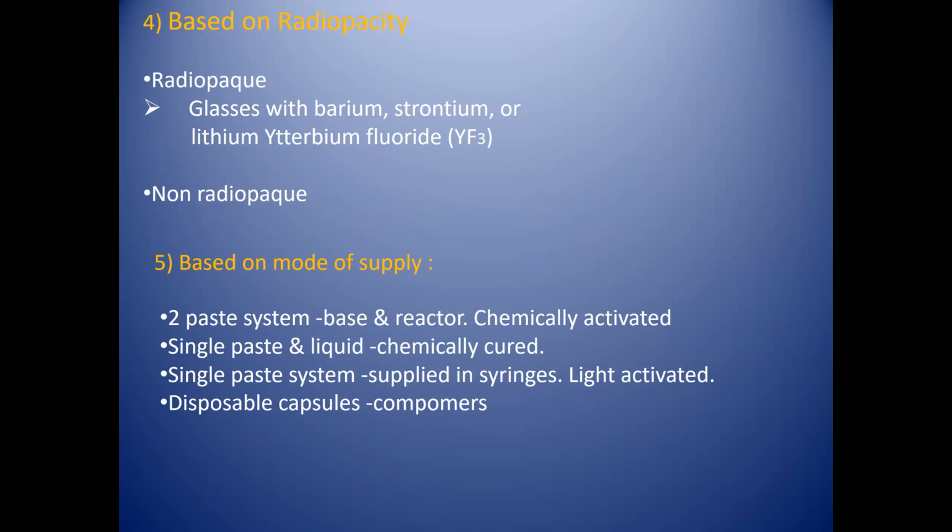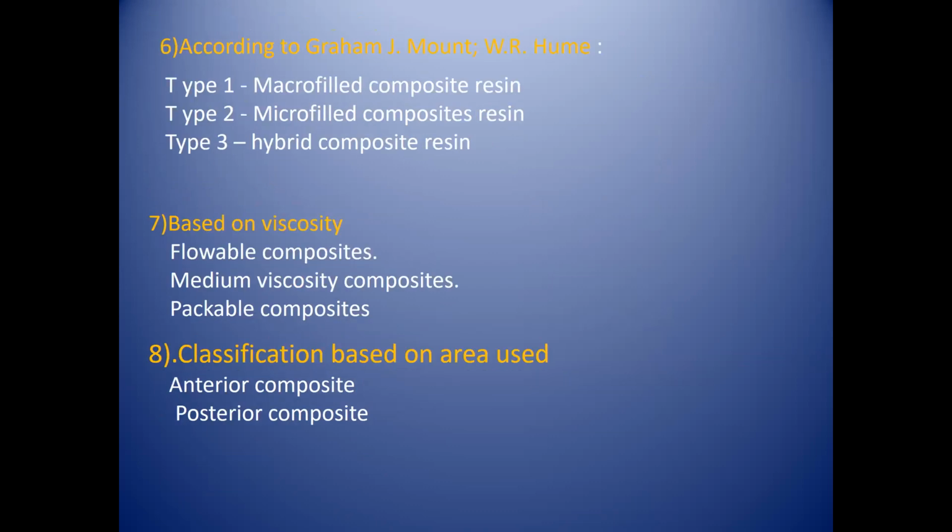Based on mode of supply, there is two paste system, single paste, and liquid chemically cured. Single paste system is supplied in syringes, which is light activated, or disposable capsules like Conform. According to Graham, there is type 1 microfilled, type 2 macrofilled, type 2 microfilled, and type 3 hybrid composite. Based on viscosity, they can be broadly classified into flowable, medium viscosity, and packable. Packable is mostly used in posterior, flowable is ideal for class 5 restorations, and medium viscosity composites are normally used for anterior restorations.